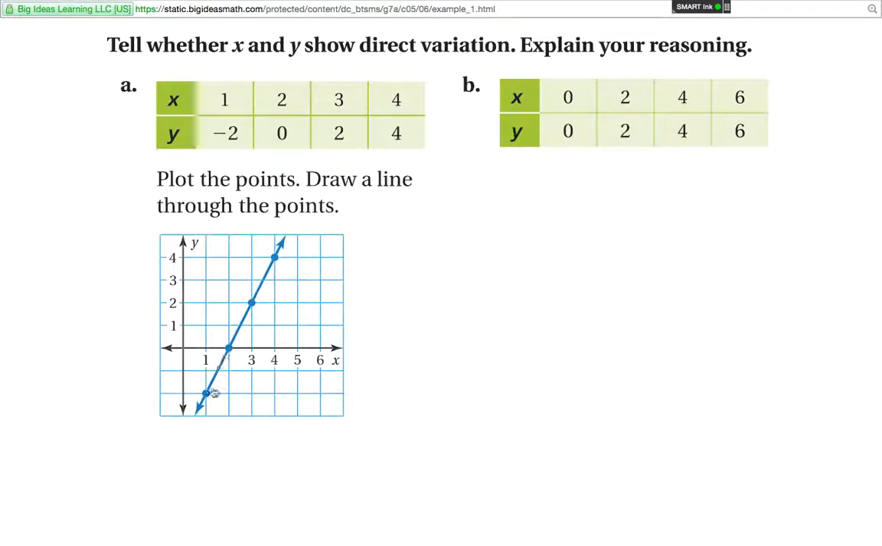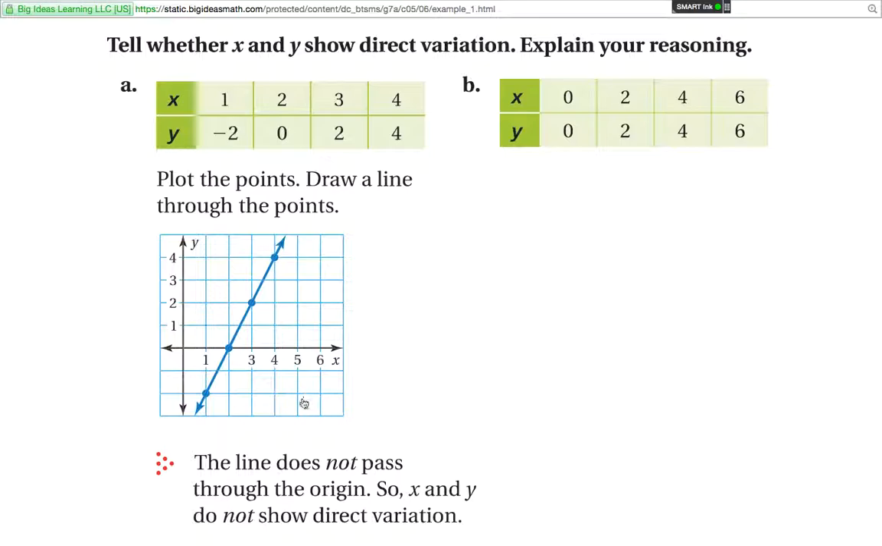Okay, so on this graph, you notice we have the point (1, -2), and we do have 0.20, 0.32, and 0.44. So you'll notice that they are increasing, which is what we want for direct variation. They are increasing to the right. The problem, though, is they do not go through the origin. Therefore, it is not considered direct variation. Okay, so it is not.